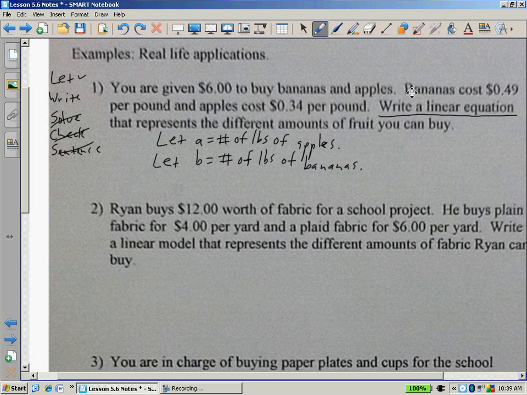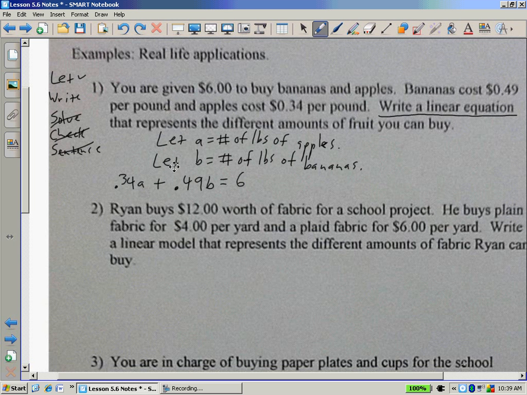Now, bananas cost 49 cents per pound, so 49 cents per pound times the bananas. The apples cost 34 cents per pound, so 34 cents per pound times the apples. We're going to add those up. It's going to give me the total cost, which is $6.